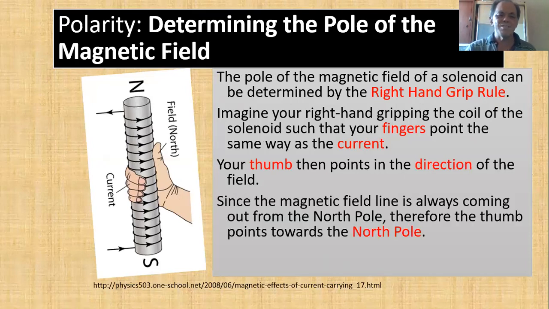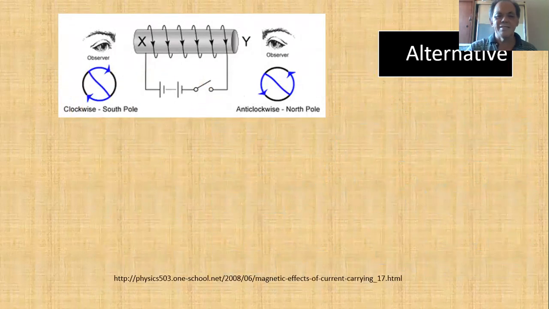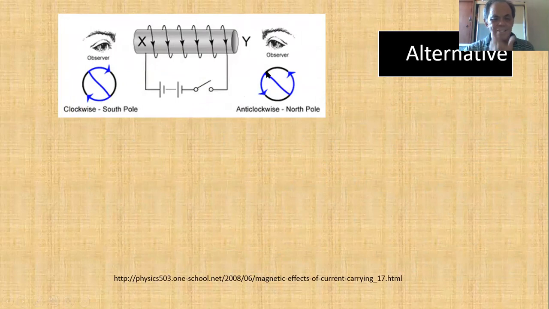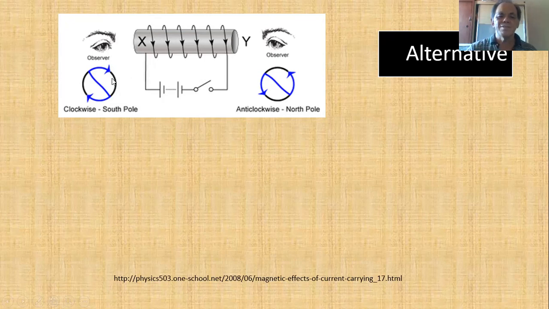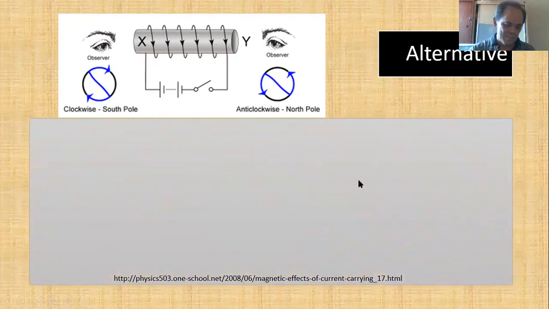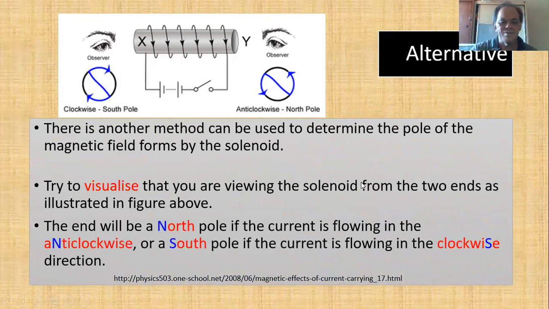Okay, I think this is the simplest one now, though it does not mean you cannot use the other one. Look at the end there, and look at the current. If it is anti-clockwise, then it's north. If the current is flowing clockwise in the loop when you look at that end, then it's a south pole. That's the alternative way, so whichever you prefer, you can use. Nothing wrong, both will give the same answer. When I was in Form 3, I was confused about how to see the clockwise or anti-clockwise, but the grip rule is easier.